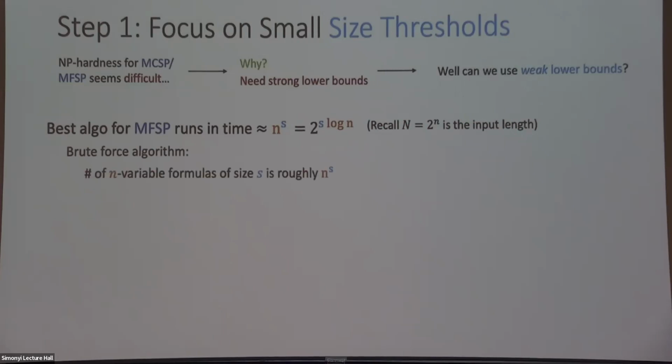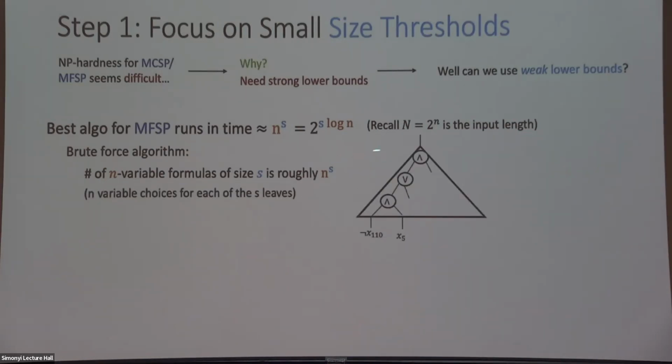In particular, the number of n variable formulas of size s is roughly n to the s. It's not totally clear that this should be the dominating term, but if you had a formula of size s and it had s leaves, then you have n variable choices for each one of the leaves. So that gives you an n to the s lower bound, and it turns out that's the dominating effect. Does that make sense? So there's roughly n to the s formulas. You can also write n to the s as 2 to the s log n, and this extra log n is really going to be our c when we get to our proof.